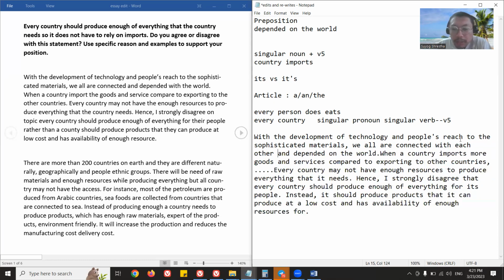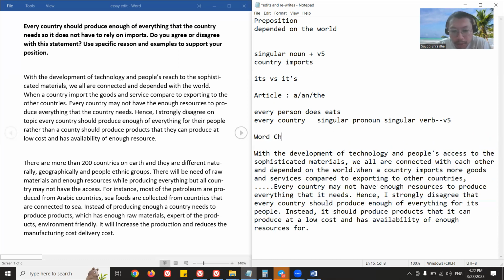Okay, another thing I noticed is people's access to the sophisticated material. So another thing, along with grammar, is word choice.